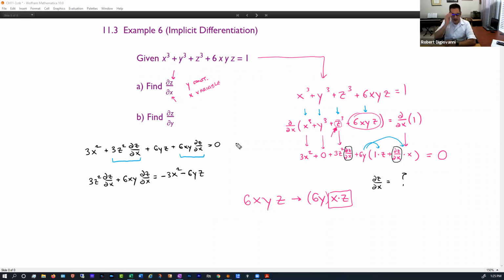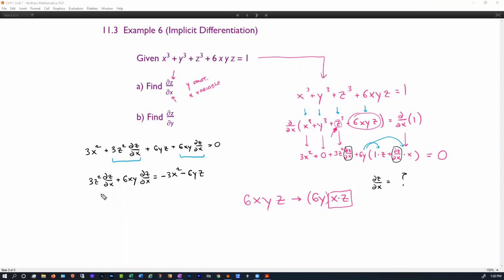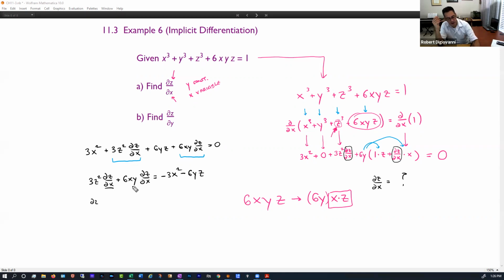And why is it that I take everything that doesn't have partial z with respect to x to the other side? Why am I doing this? What can I do now? You're trying to keep partial z over partial x onto one side. So you have to factor that out. So you can factor the partials out. Yep, so now, since these both have this partial in it, I can factor it out.